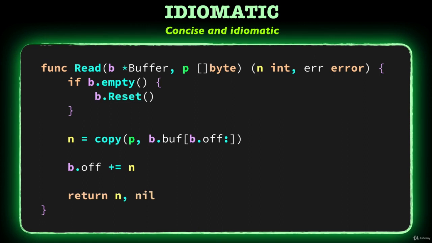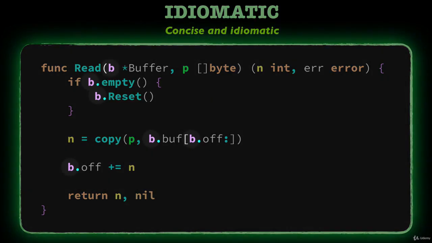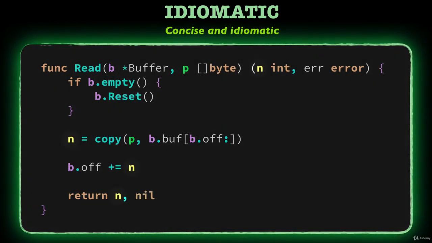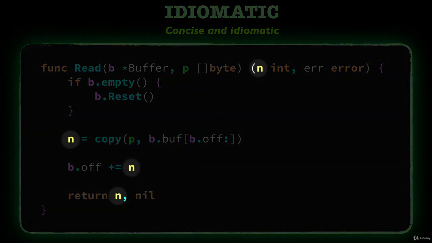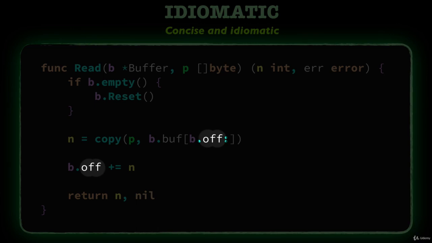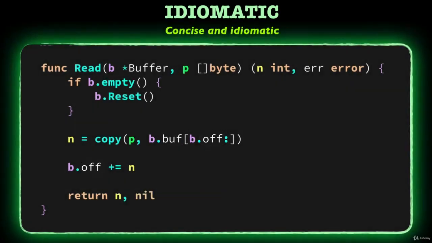First, notice the abbreviations. Here, b means buffer. It's the first parameter of the Read function, b buffer. n means the number of bytes read. This is the first result value of the Read function. And off means offset. It's a variable of the buffer type.